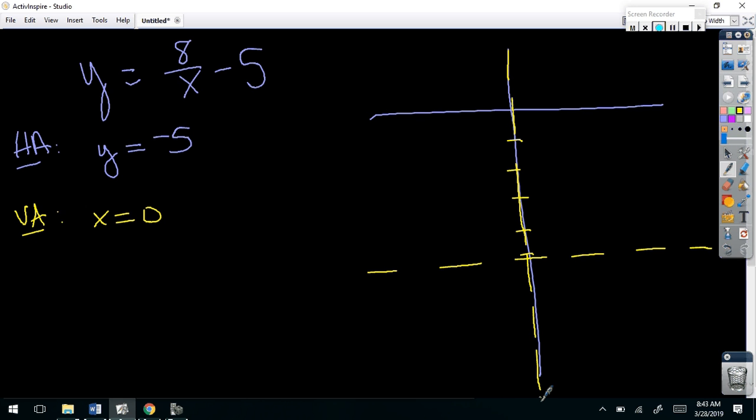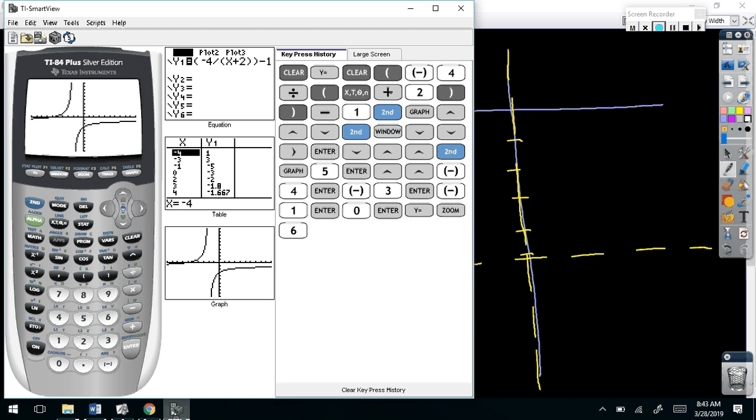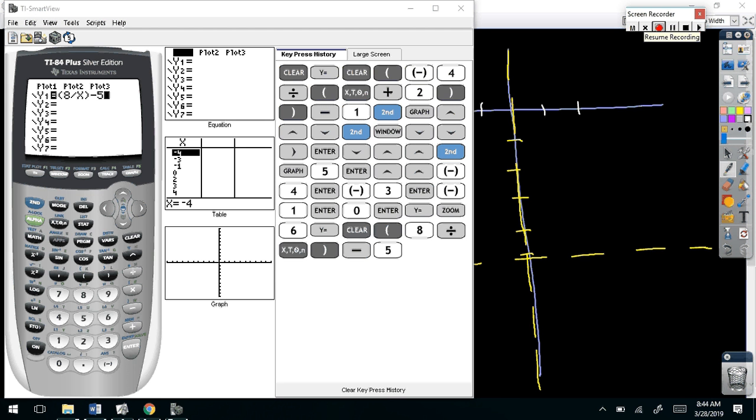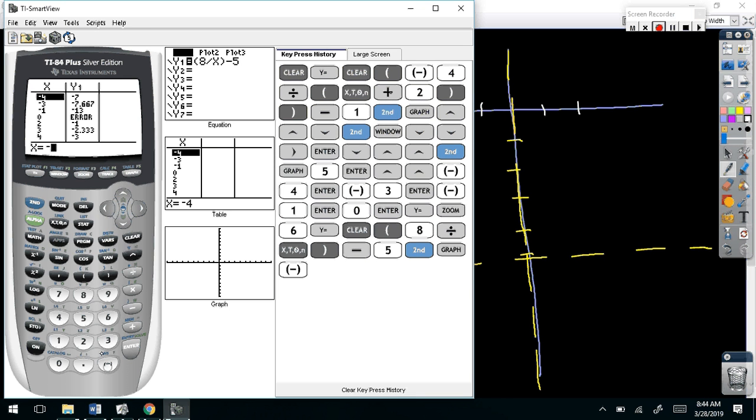Now I need my t-chart. And I am going to use which points? Which x's do I need? Okay. Plug it in and see what you get. Make sure you can get it. Ready, set, go. Wait, hang on. I did it right.